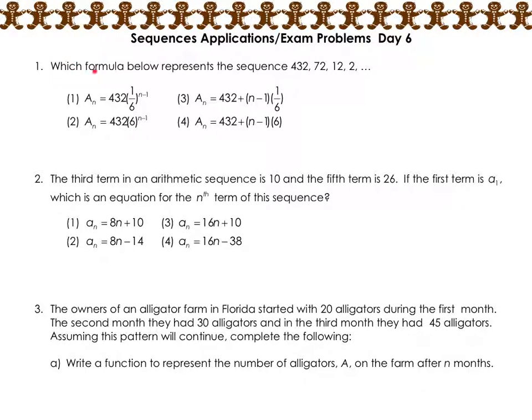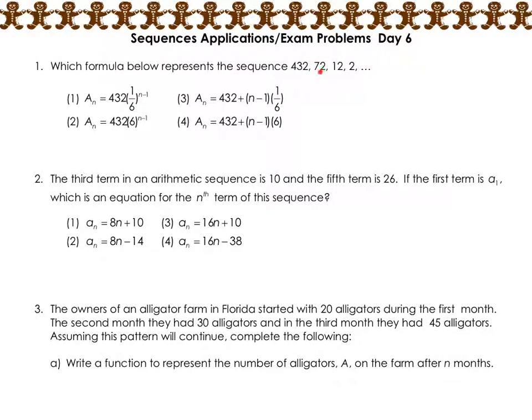Which formula below represents the sequence 432, 72, 12, 2? Well, if I look at my answer choices, I can see that 2 of them are something being multiplied to an n minus 1 power. Those are exponential functions, which means that they're geometric sequences. And these ones over here with the plus n minus 1 times 1/6, that plus tells me that this is arithmetic.